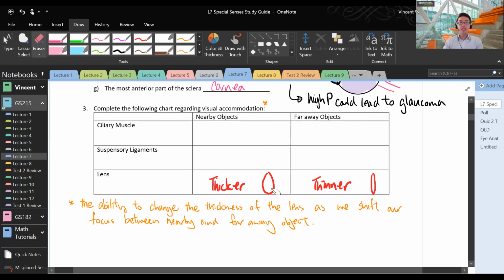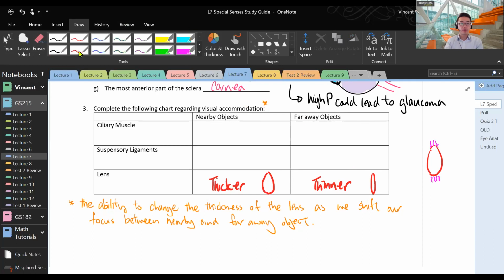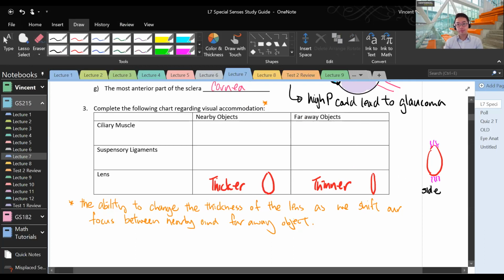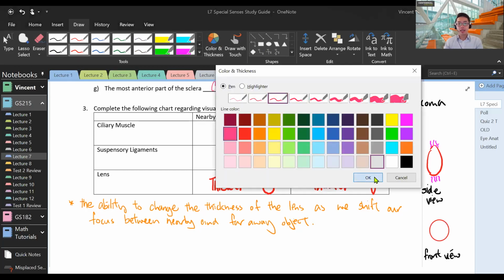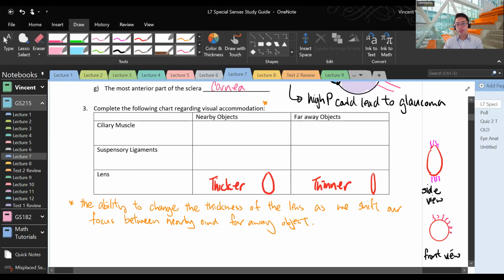Okay, so how do we change the thickness of the lens, right? Okay, so remember your lens, I'm just gonna draw a lens here again. This is side view, okay? Your lens is gonna have these ligaments that are attached to it. Okay, so this is side view, looking at the eye from the side. Okay, if you look at it from the front view, you would see the lens, more or less a circular shape, and surrounding the entire lens are going to be these suspensory ligaments.